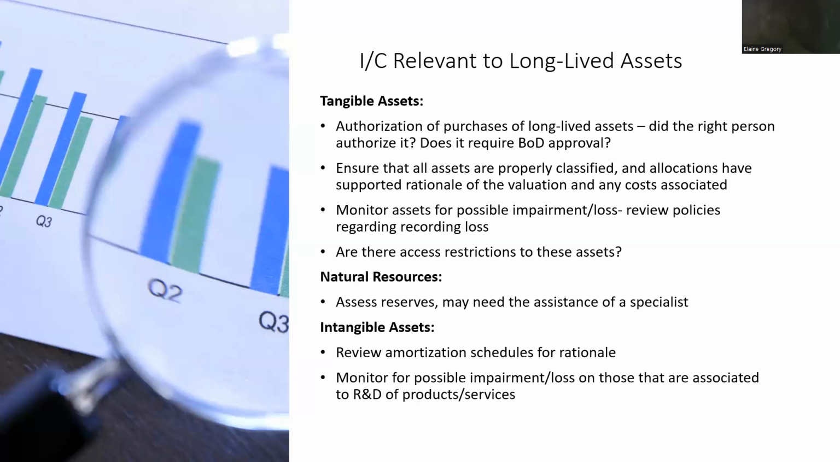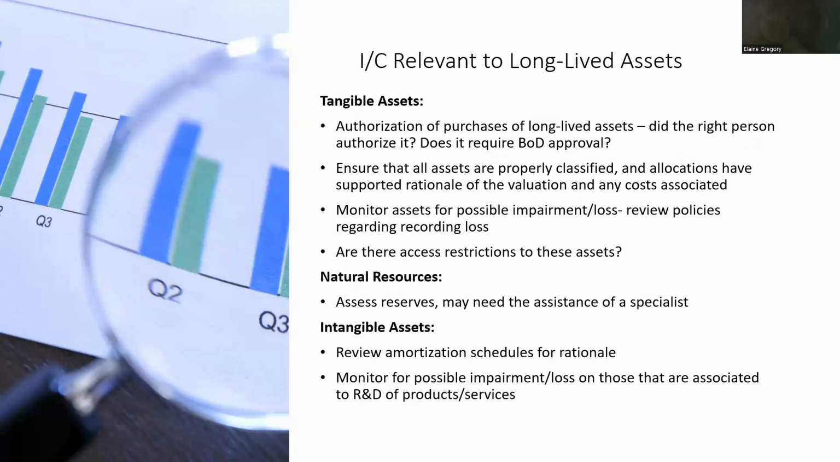You want to ensure that assets are properly classified, allocations have been supported by rationale, and valuation of any costs associated. You want to monitor assets for possible impairment. So when we talk about monitoring books and records as one of our internal controls, we want to make sure that we're also monitoring those assets. Are they secured? Are there access restrictions to those assets?